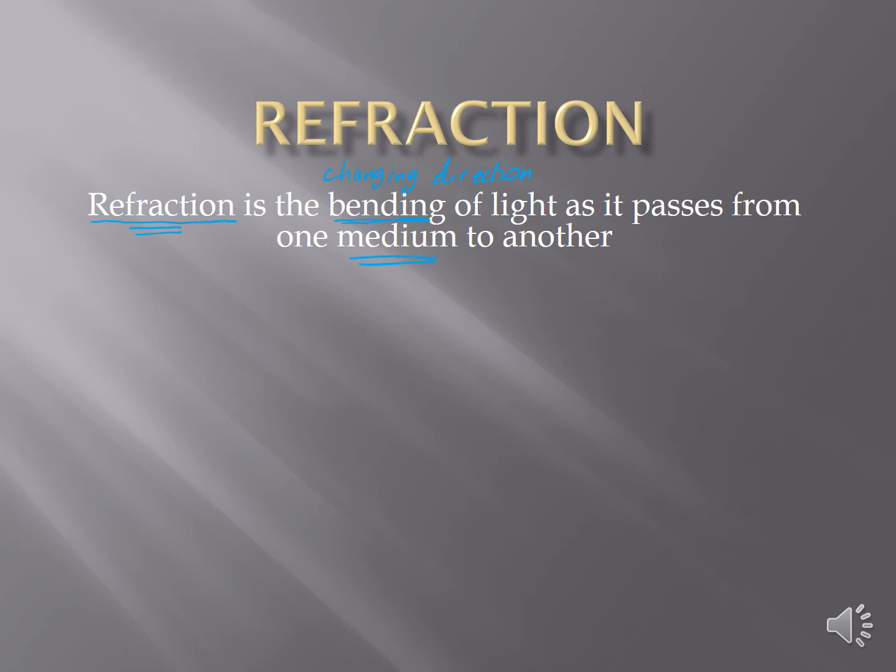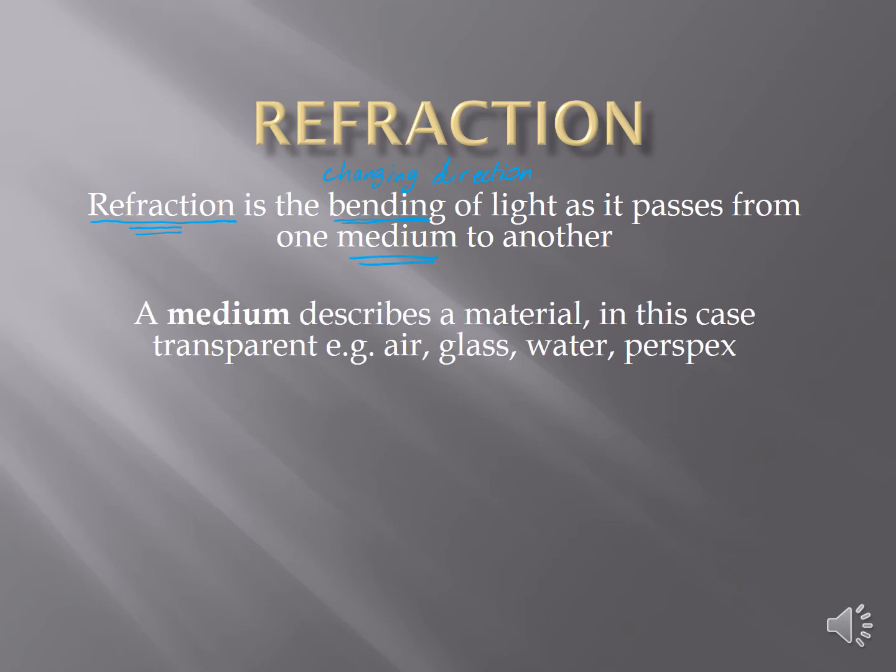What is meant by medium? A medium describes a material, in this case a transparent material for light to travel through, for example air, glass, water, perspex, other types of plastic, indeed empty space.